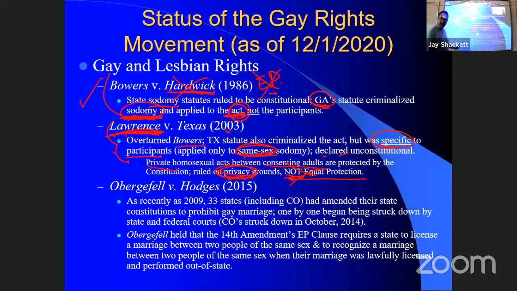Now we jump forward about 10, 12 years here, okay? And this gets us to Love Wins. As recently as 2009, 33 of the states, including our own, had amended the state level constitutions to prohibit gay marriage. Okay, to prohibit gay marriage.